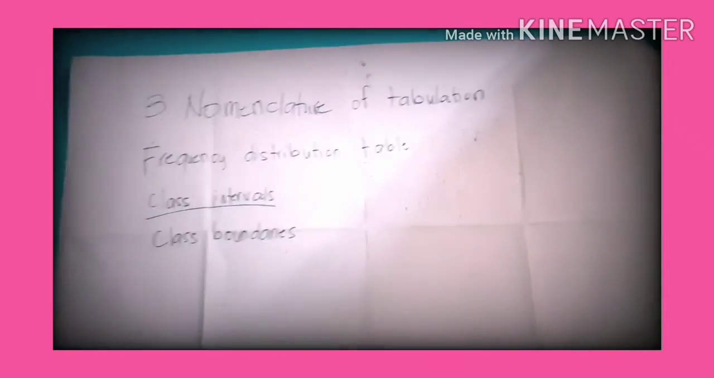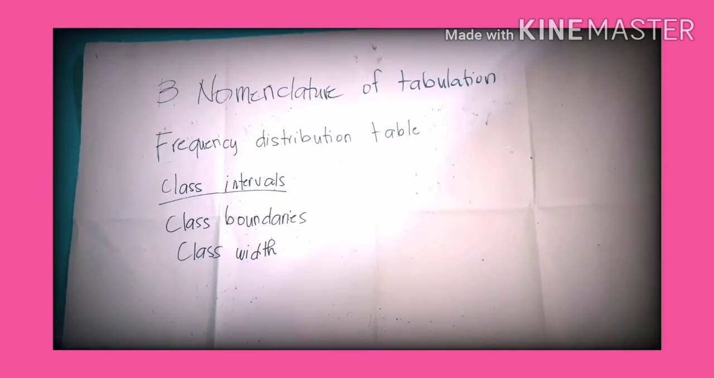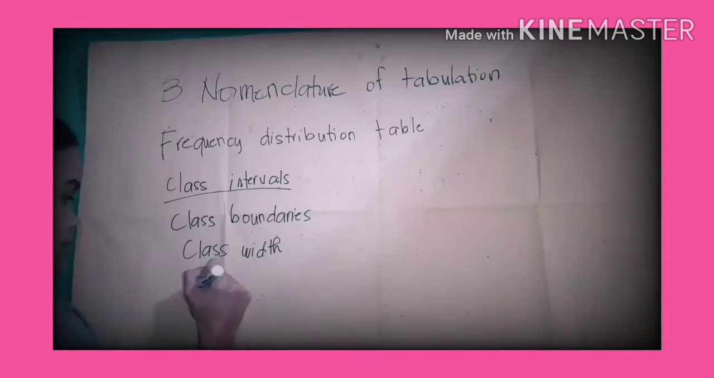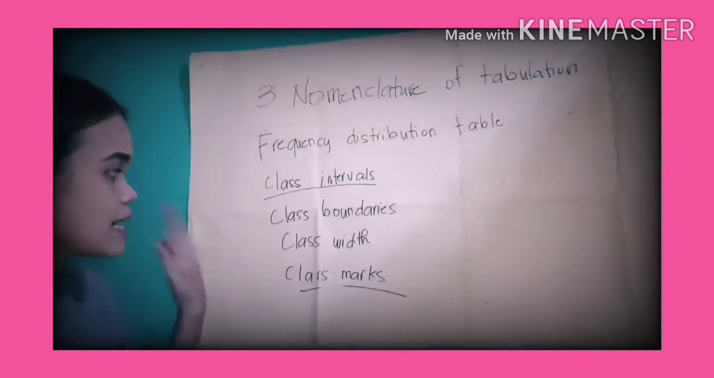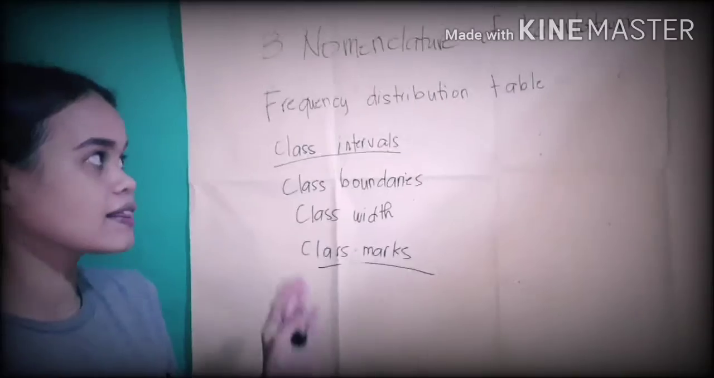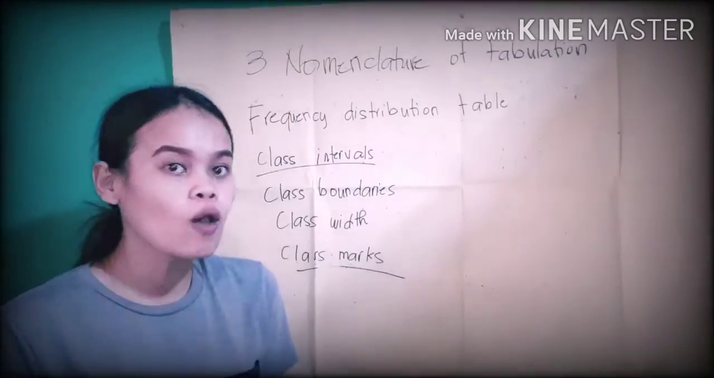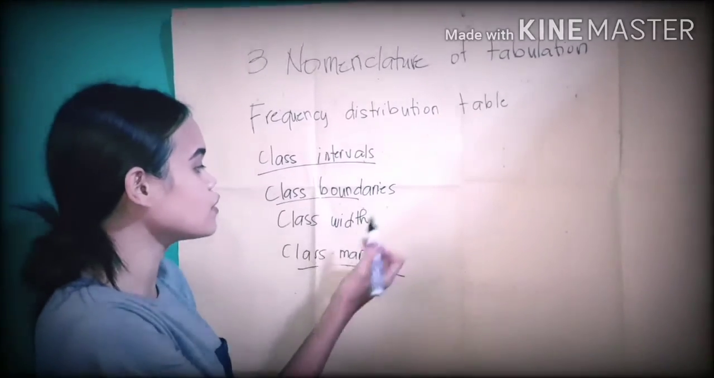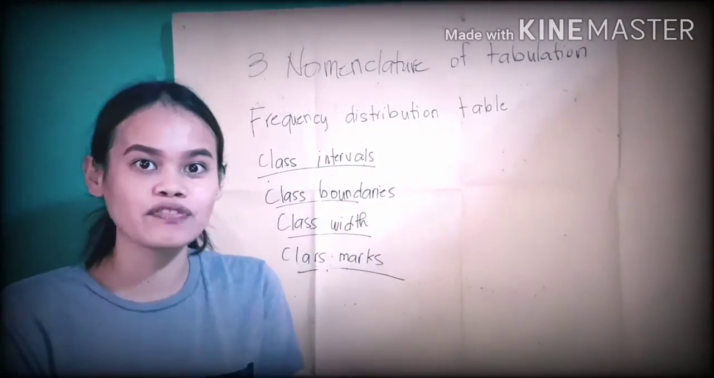Fourthly is the class width. Class width is the difference of the highest and lowest value of the set. Lastly is the class marks. Class mark is the midpoint of the class interval. So how can we get class boundaries, class width, and class mark? Later on in our discussions, we will know how to get these class boundaries, class width, class marks, as well as class intervals.